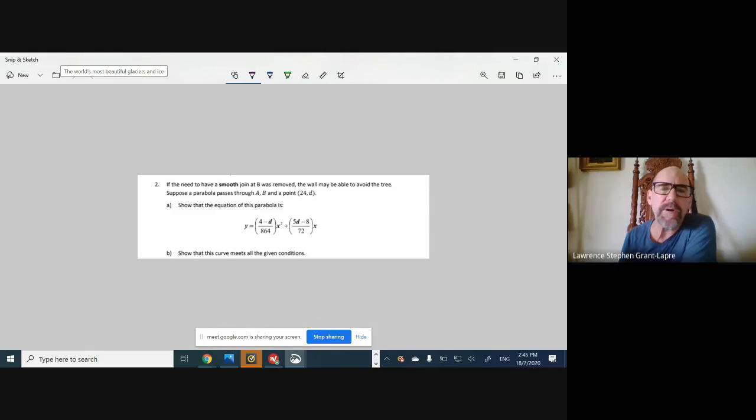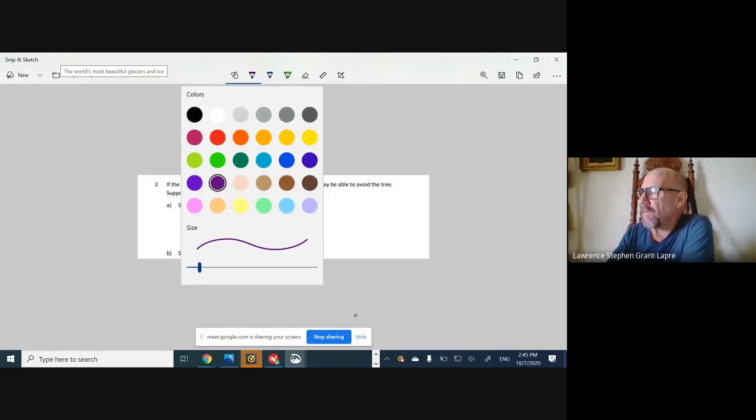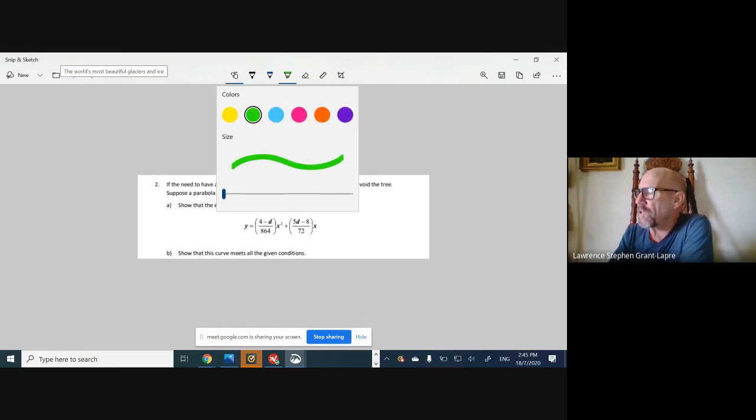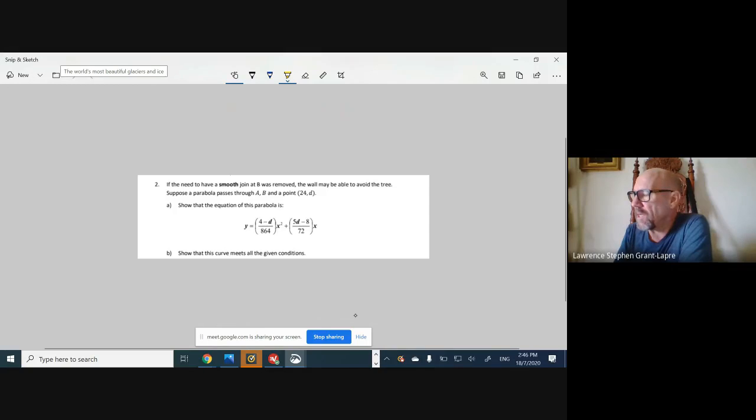So you see, in part 1, actually, we went through the tree. Suppose a parabola passes through A, B, and the point 24, D. Now, let's have a look at the criteria. And it says show. All right, this is pretty important. Now, to show that this equation is the correct equation means we have to develop this equation from our criteria.